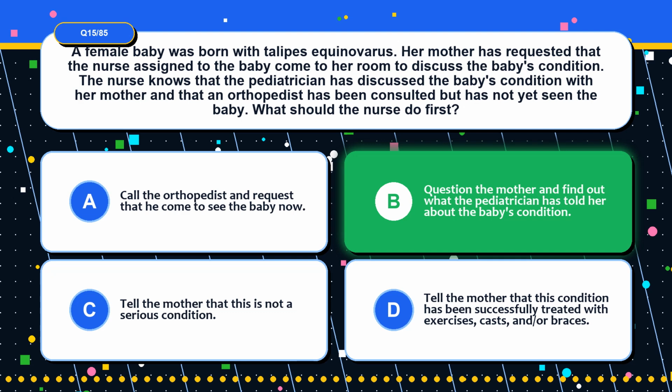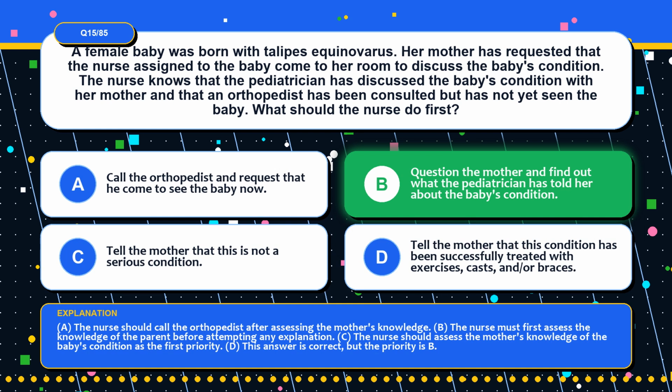The correct answer is option B. Question the mother and find out what the pediatrician has told her about the baby's condition. The nurse should call the orthopedist after assessing the mother's knowledge. B. The nurse must first assess the knowledge of the parent before attempting any explanation. C. The nurse should assess the mother's knowledge of the baby's condition as the first priority. D. This answer is correct, but the priority is B.